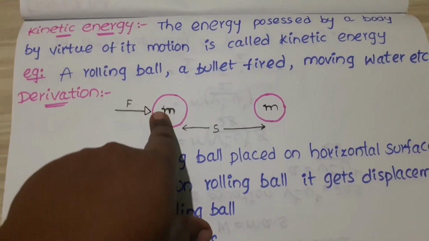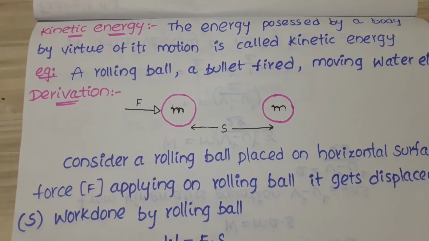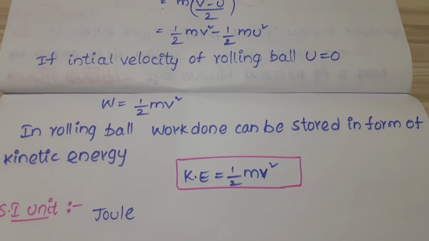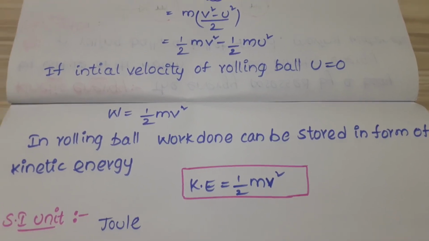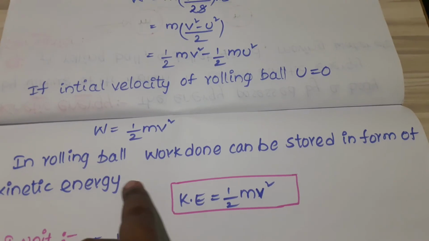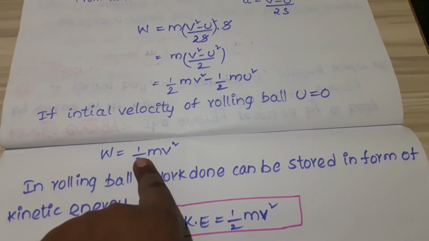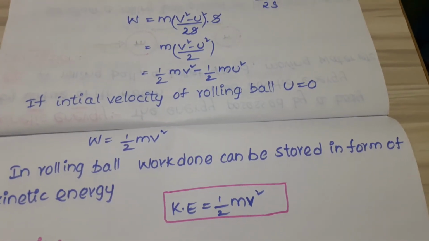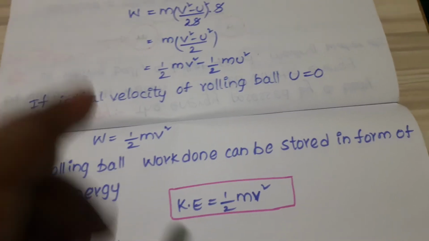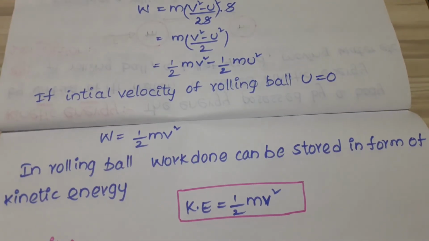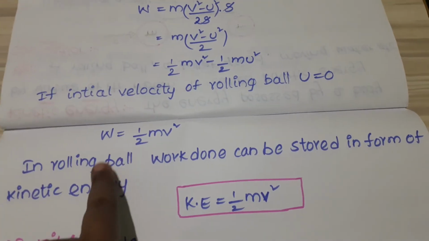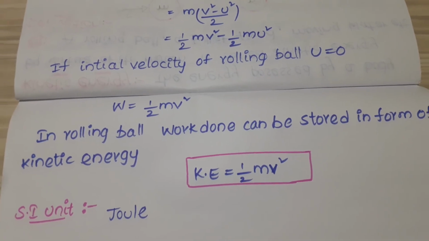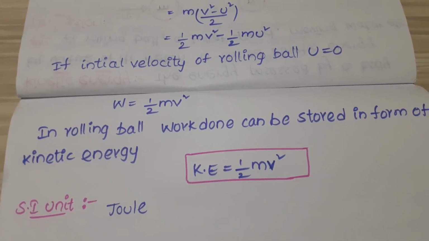Initially, if the object is at rest, the velocity of the object u equal to 0. If the initial velocity of the rolling ball u equal to 0, substituting u equal to 0, we get W equal to 1 by 2 m v square. The u term is equal to 0. This is the work done value. Here in this case, work done is stored in the form of kinetic energy. So kinetic energy K equal to half m v square. The SI unit is joule.